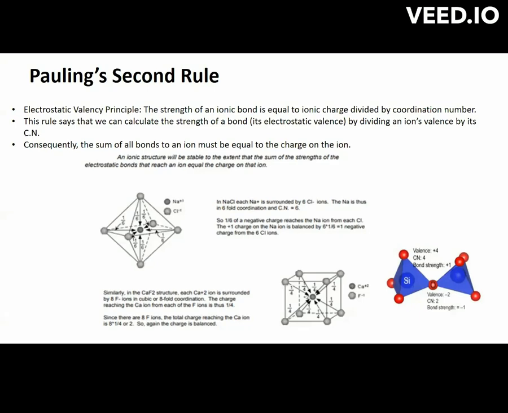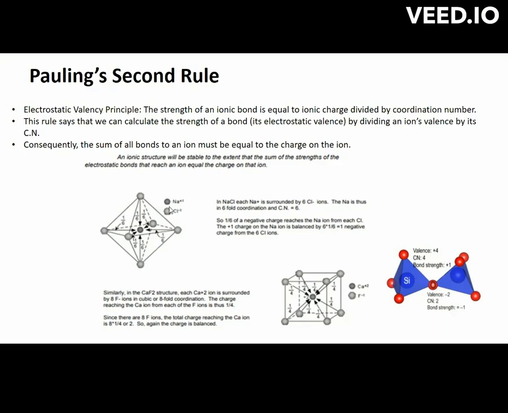So we want to make sure that all the charges approaching the +1 are balanced. 1/6 of a negative charge reaches the sodium ion from each chlorine. Therefore, the +1 charge on the sodium ion is balanced by taking the coordination number and multiplying by the bond strength. We are trying to balance the chlorine so that at the end of the day it becomes 1, equal to the 1 of the sodium, and then it will be balanced.